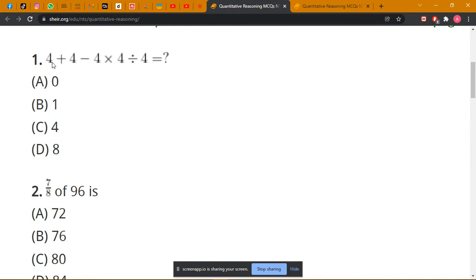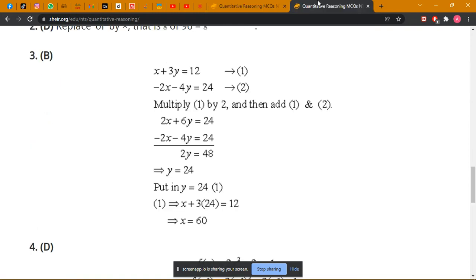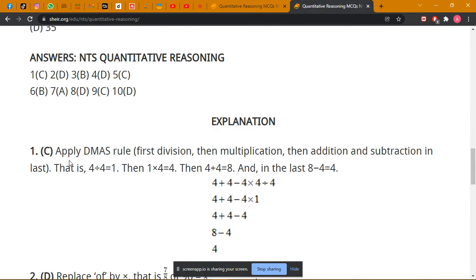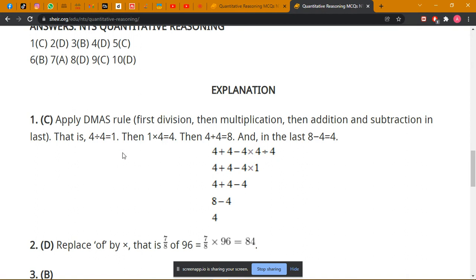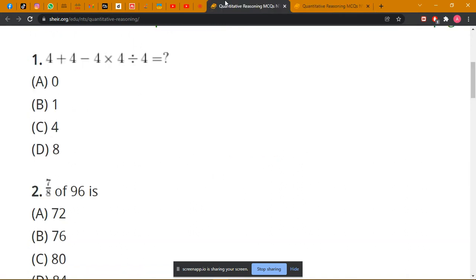So by moving from left to right we have to solve this question like 4 plus 4 is equal to 8. 8 minus 4 is equal to 4. 4 multiplied by 4 is equal to 16. And 16 divided by 4 is equal to 4. So the correct answer is C, which is 4. So here is the explanation. As you can see, the question is solved here. So move on to the next MCQ.